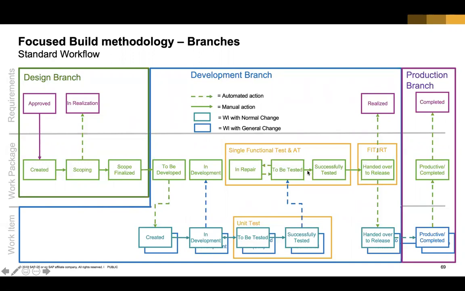Again, you see it's a dark arrow, which means that from to be tested to successfully tested, it is set by the user. And then once the testing is completed, it is set to hand over to release. And that's almost the final status from a development standpoint, where we are saying that we have looked at this work package, we have developed it, we have tested it even from integration and user acceptance perspective, and now we are ready for release, right?